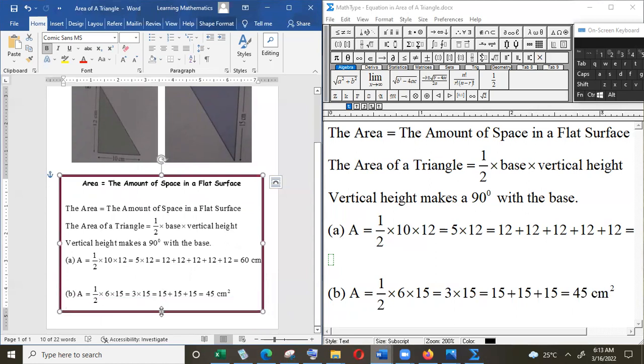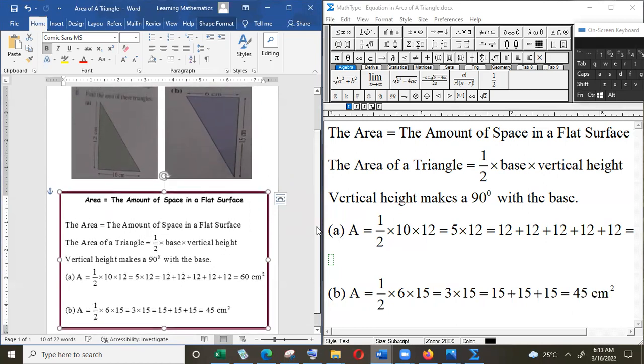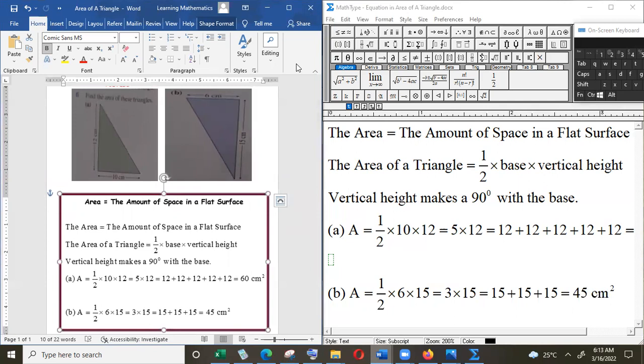Right. So the area of triangle A is 60 centimeters squared, and the area of triangle B is 45 centimeters squared. Always remember the area of a triangle always comes with a half. Never forget the half for a triangle. When you think of the area of a triangle, think of a half, and then times base times vertical height.